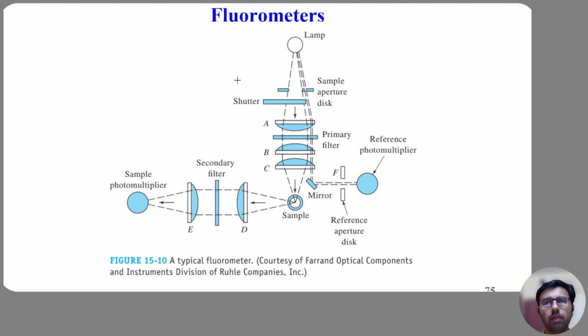Next, the light passes through a sample aperture disc and encounters optical lenses labeled A and B. These lenses collimate and focus the light. Immediately afterward, the beam reaches the primary filter. This filter transmits only the desired excitation wavelength while blocking all others.